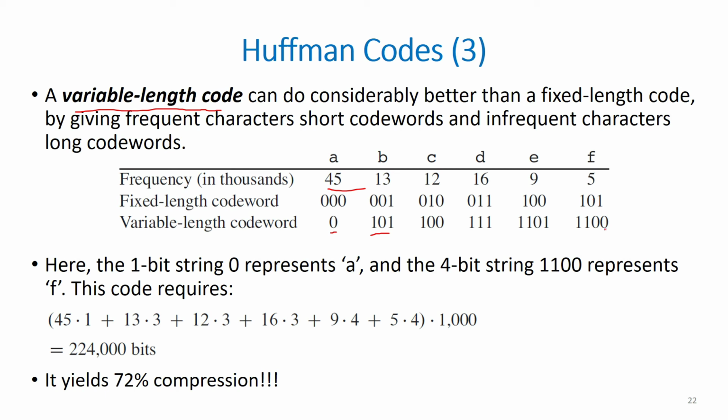So it gets the longest keyword, which is 1100. With this variable length coding for the 6 characters, we would require only 224,000 bits to save the file. This corresponds to a 72% compression, which is far better than the fixed length coding alternative.